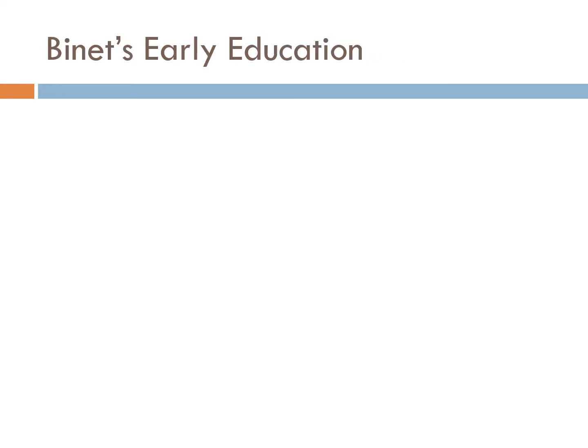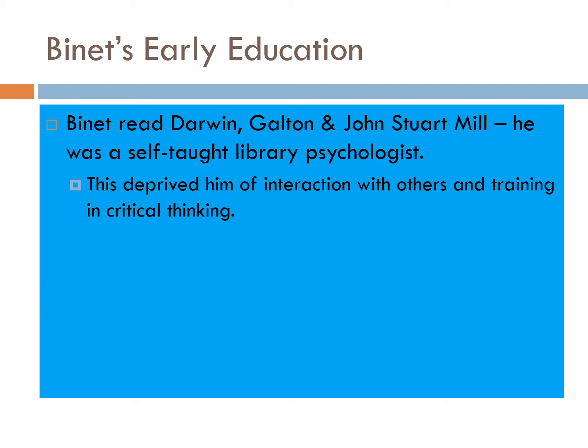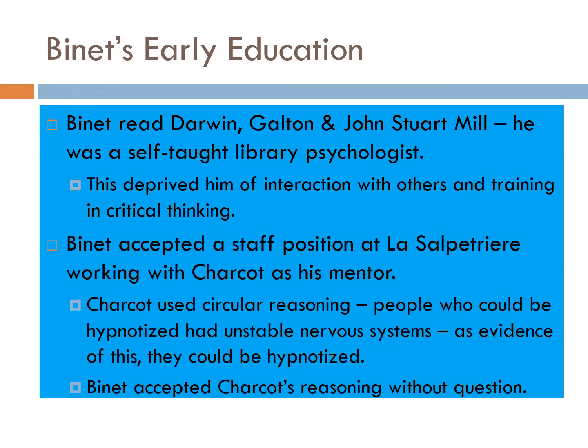So in terms of Binet's education, he didn't have a whole heck of a lot. He read Darwin, Galton, as well as John Stuart Mill. He was essentially a self-taught library psychologist, right? So this deprived him of interaction with others and training in critical thinking. Binet eventually accepted a staff position at La Salpêtrière, working with Charcot as his mentor.